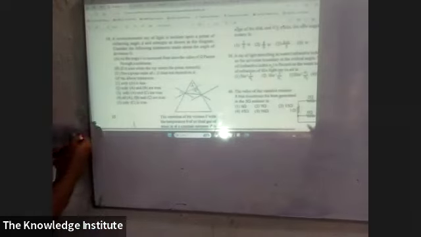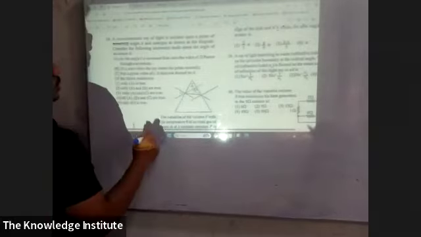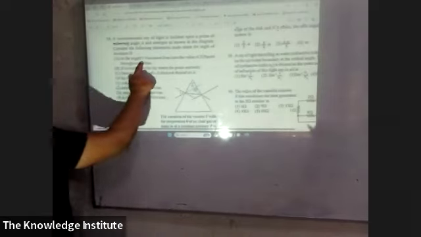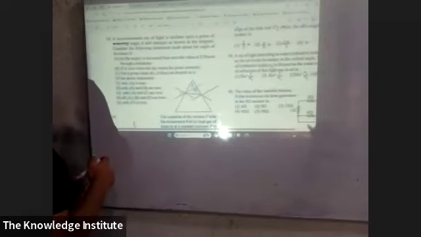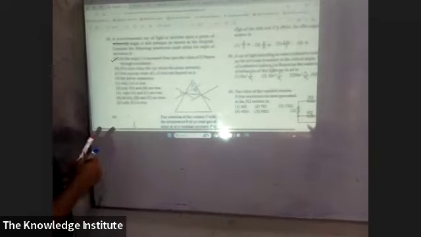Okay, 34. A monochromatic ray of light is incident upon a prism of prism angle A and emerges as shown in the diagram. Consider the following statements made about the angle of deviation D. D is 0 when the ray enters the prism normally. As the angle I is increased from 0, the value of D passes through a minimum value. That is true. Okay.